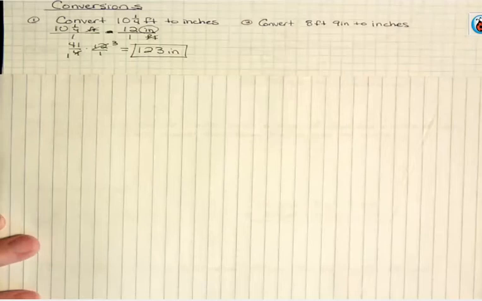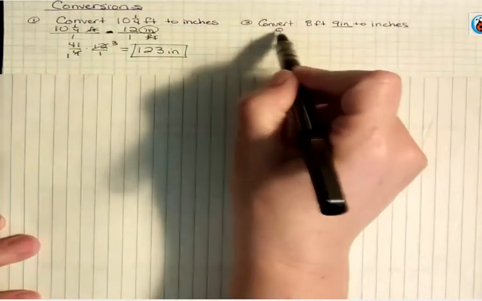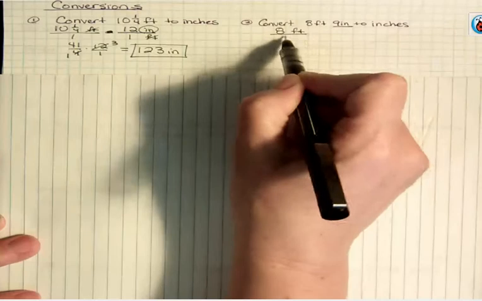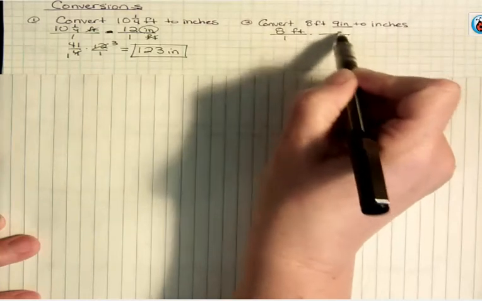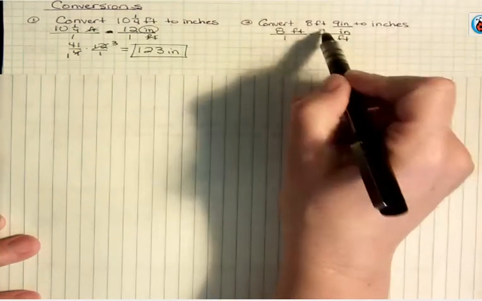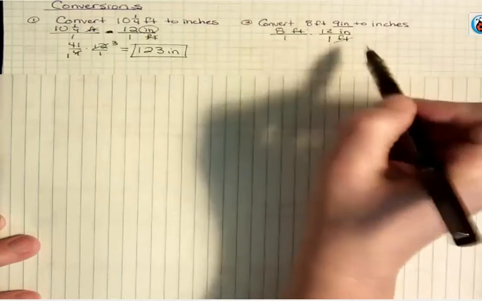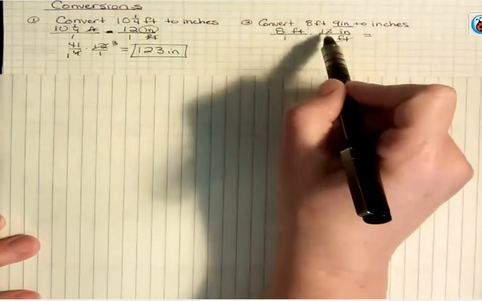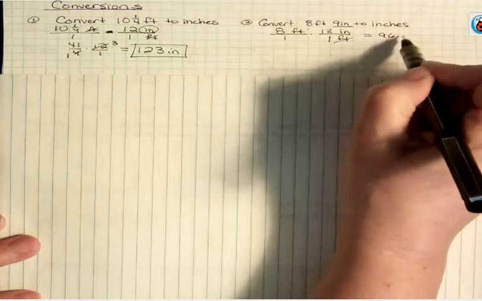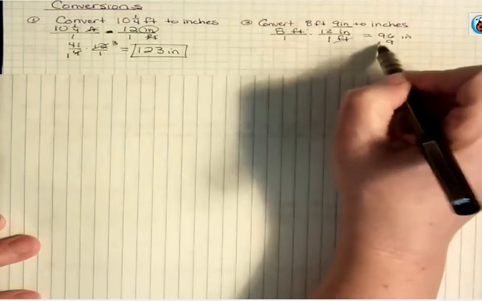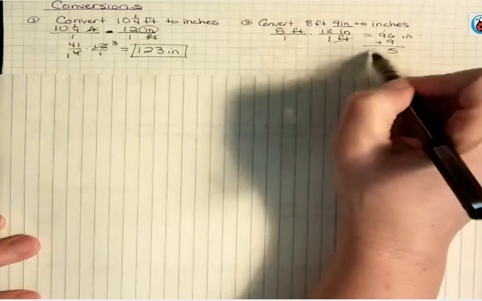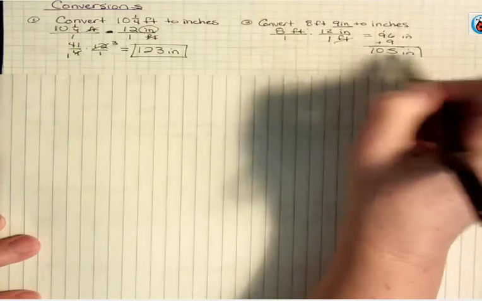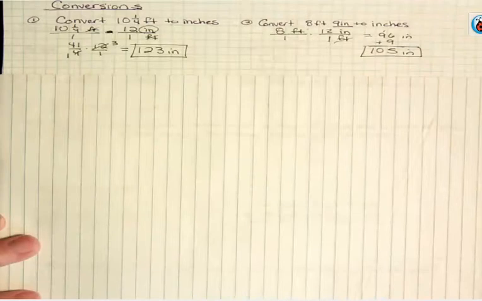What if I had 8 feet 9 inches and I want to convert into inches? Well, I know I'm going to have 9 inches. I'm going to forget about that for a second, and I'm going to take my 8 feet, put it over 1, and again my feet into inches. 1 foot is 12 inches. So I'm going to see that the feet cancel, and if I multiply straight across, 8 times 12 is 96 inches, plus the 9 that I had already, and I have 105 inches. So 8 feet 9 inches is 105 inches.